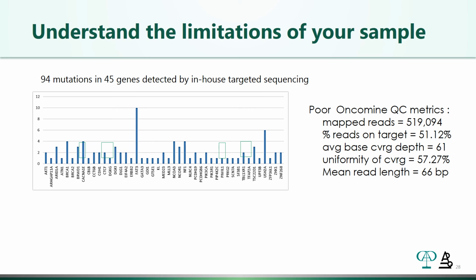important. However, when you go in and look at the metrics of this sample, you could see that only about 50% of the reads mapped on target. The average depth was extremely low at 61. And actually, normally we would want these at about 400. The uniformity of coverage, which is normally at about 98 to 99%, was only about 57%, and the mean read length, which should have been closer to 200, was only at about 66 base pairs. And so what you can see is that what looks like a really high tumor mutation burden actually translates into a very poor quality sample.